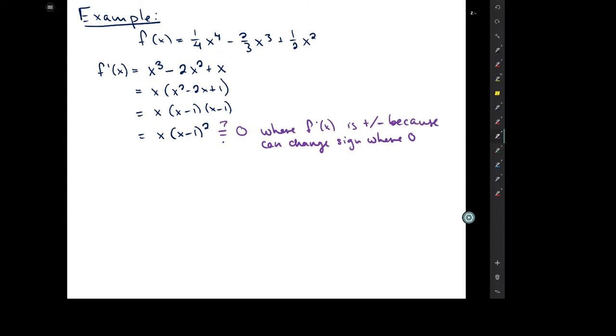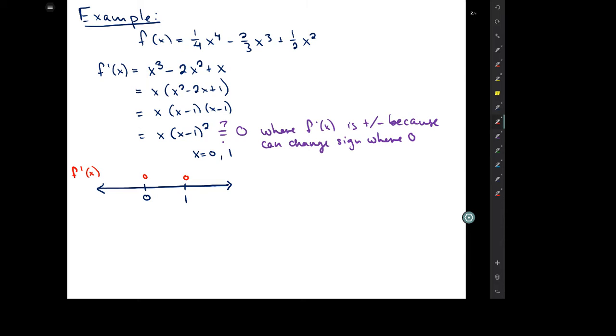So we ask, where is this thing equal to 0? And we say, oh, it's equal to 0 when x is 0 and when x is 1. And so we draw a number line, and I'm going to put 0 on it and 1. And I'll color code a little bit. I want to look at the sign of f prime of x, and I know that f prime of x is 0 at 0 and 1.